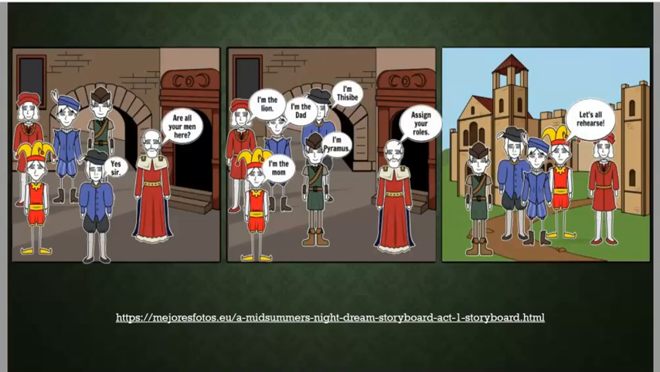So here we have Peter Quince and the rest of the mechanical men saying, are all your men here? And he says, yes, sir. Then assign your roles. I'm the lion, I'm the dad, I am Thisbe, I'm the mom, I'm Pyramus. And then let's all rehearse. This is taken from this link here. So that's Act 1, Scene 2.